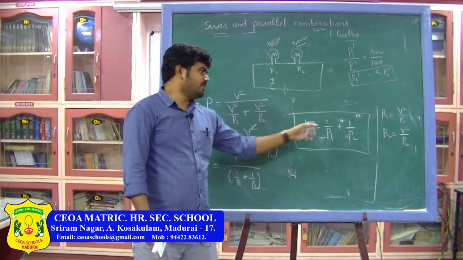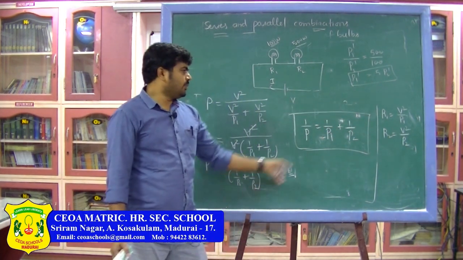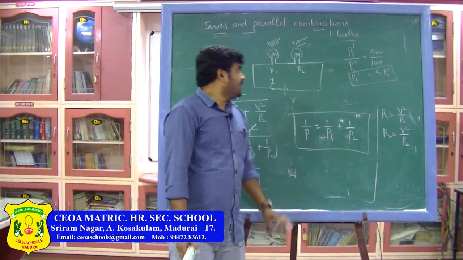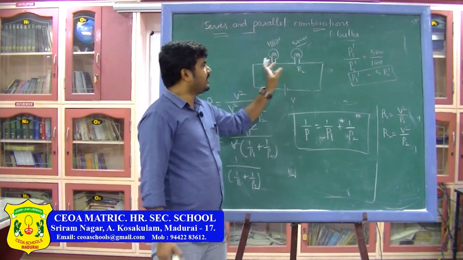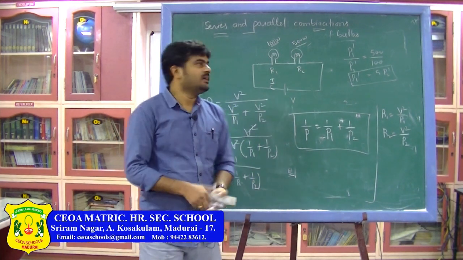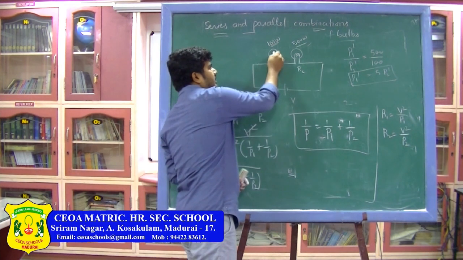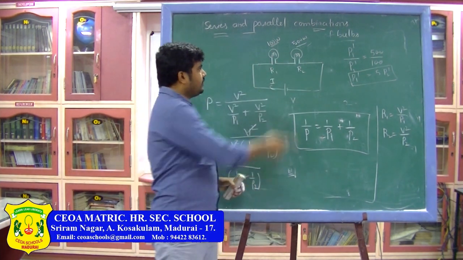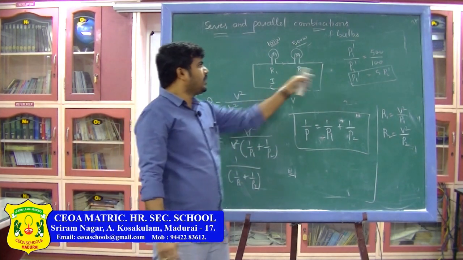If there are 3 bulbs, you can extend to 3 terms. If there are n bulbs, you can take up to n terms. Remember one more thing, in series combination, if one bulb gets fused, then remaining bulbs will not work. Why? Because if this bulb is fused, means here the circuit is breaking, so there is no further path for the flow of current, so that remaining bulbs will not glow.